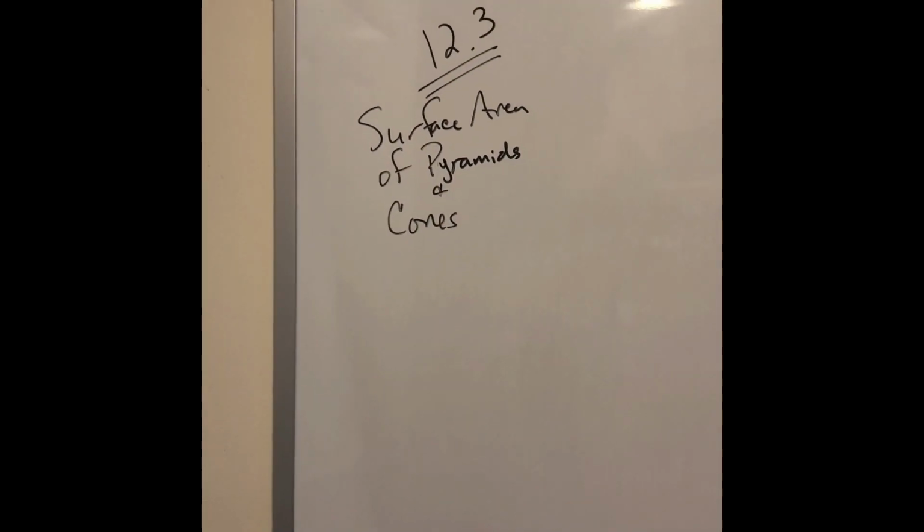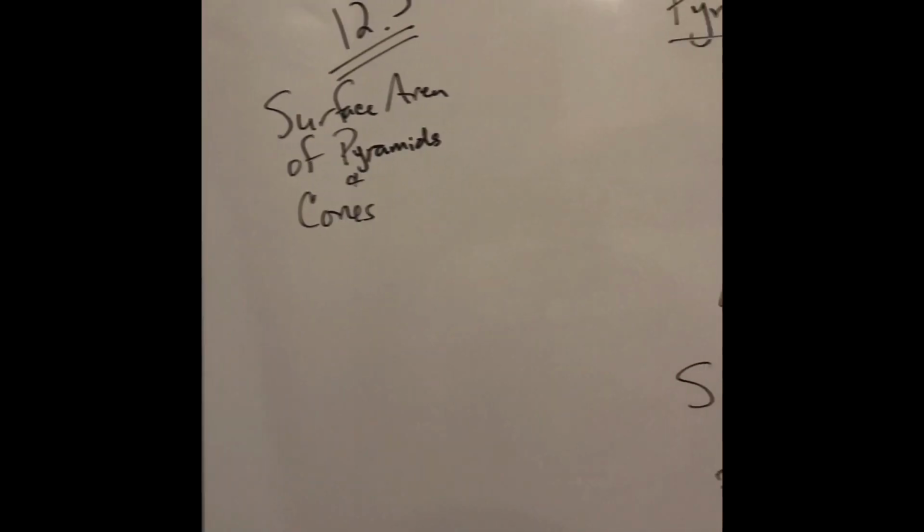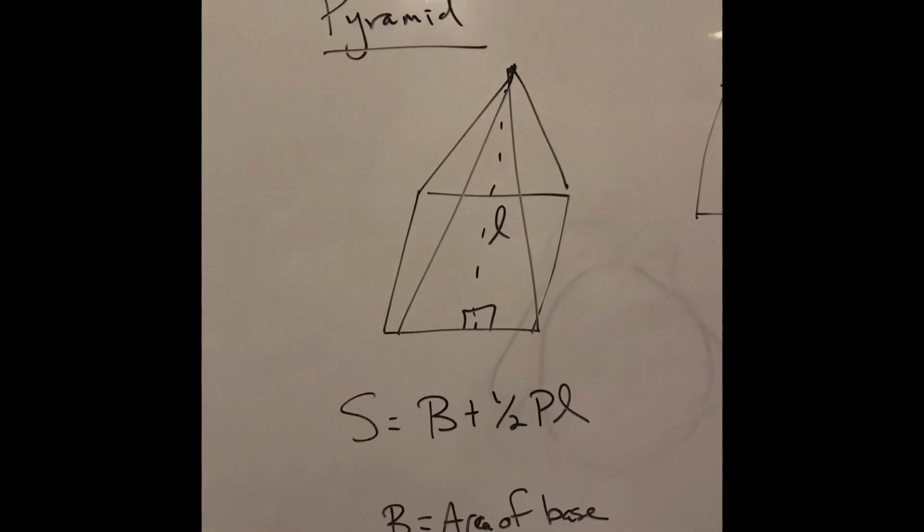All right, what we're doing is section 12.3. This is surface area of pyramids and cones. The first thing we've got is a pyramid.